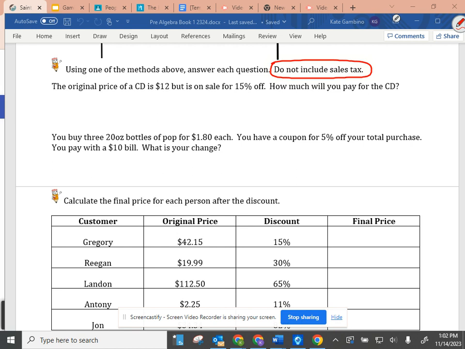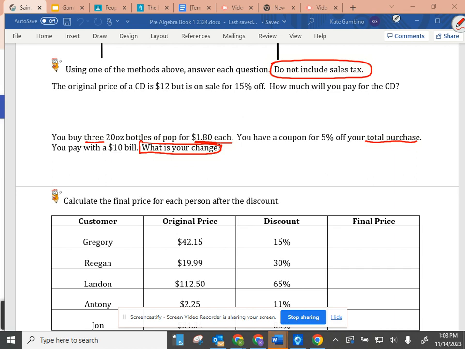So the original price of the CD is $12, but is on sale for 15%. How much will you pay for the CD? We're going to do that same math as above. Second one, you buy 3 20-ounce bottles for $1.80 each. You have a coupon for 5% off your total purchase. Then you pay with a $10 bill. What is your change? So we have several steps in this one.